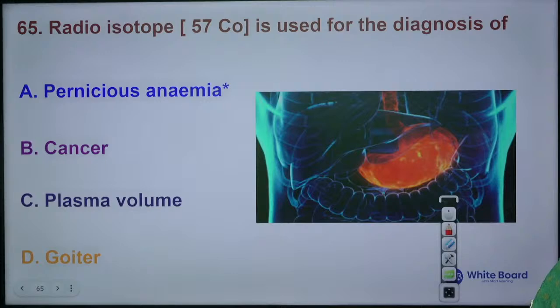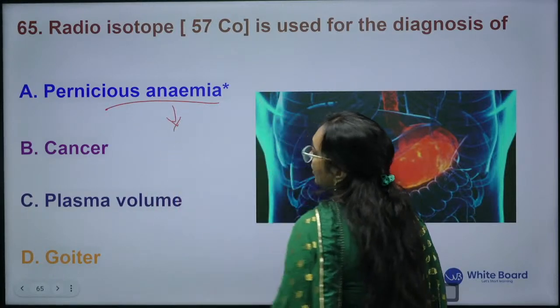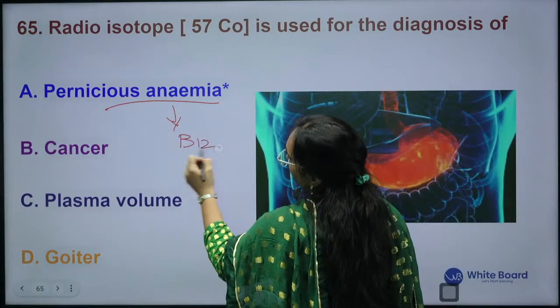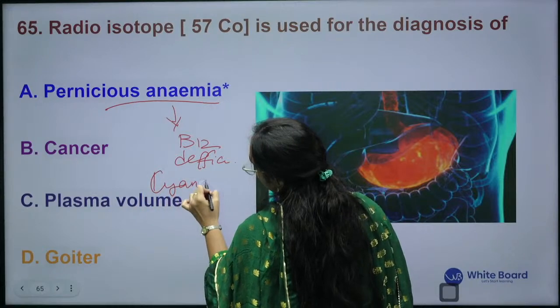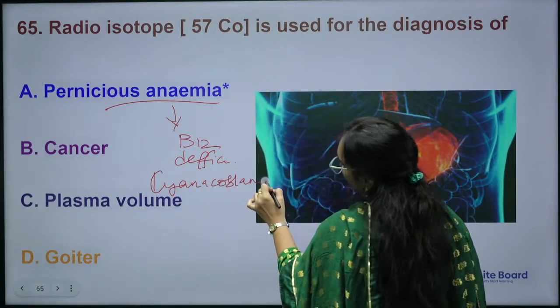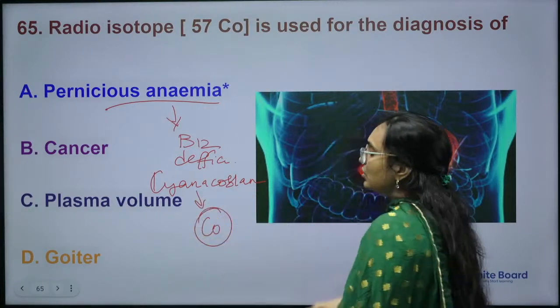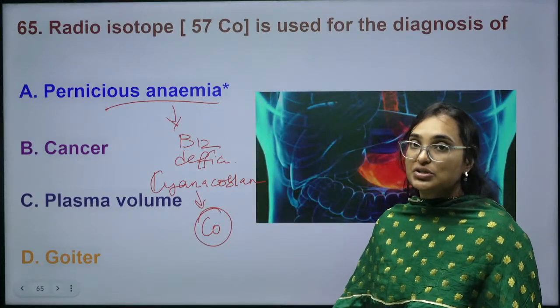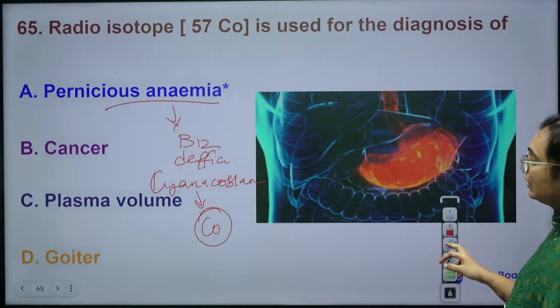Radioisotope of cobalamin is used for the diagnosis of pernicious anemia, a disease caused due to B12 deficiency. B12 is cyanocobalamin, and the central atom is cobalt only. So, radioactive cobalt is used for the identification of pernicious anemia. Option A is the correct answer.